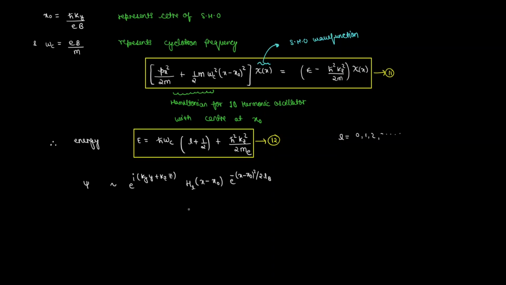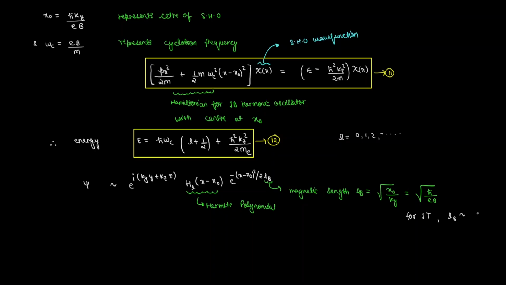This is an unnormalized wave function where this H of L represents the Hermite polynomial and Lb is the magnetic length, and it is defined by the square root of x naught divided by ky, which will be equal to h cut divided by eB. And for a 1 Tesla magnetic field, the value of magnetic length will be around 2.5 into 10 raised to power minus 8 meters.